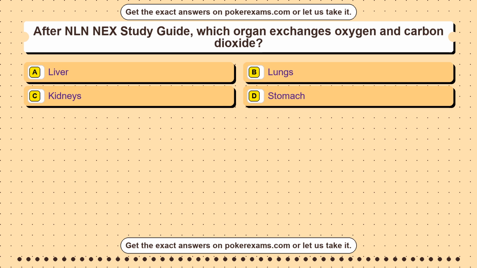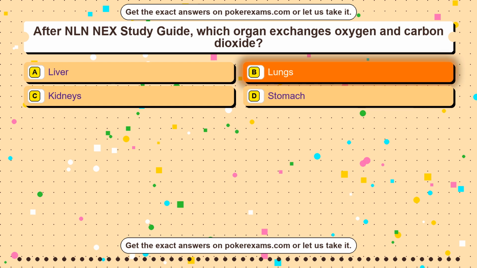Question 36. After NLN NEX Study Guide, which organ exchanges oxygen and carbon dioxide? Option A liver. Option B lungs. Option C kidneys. Option D stomach.